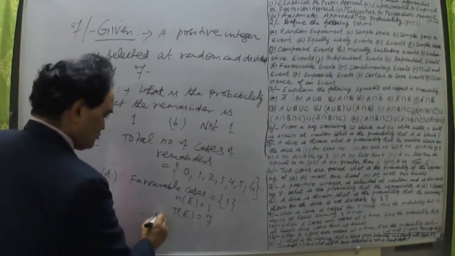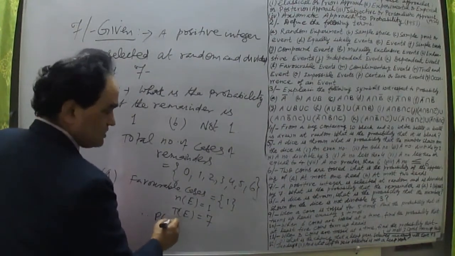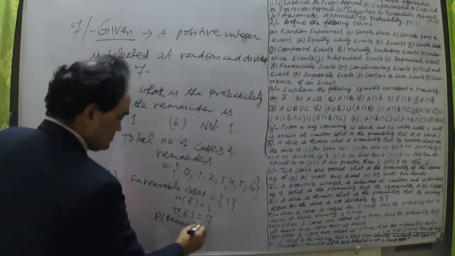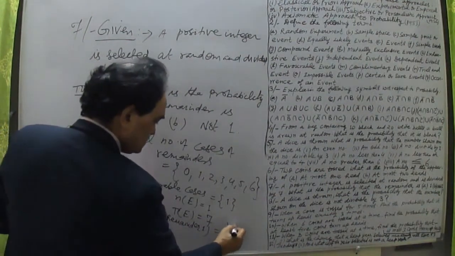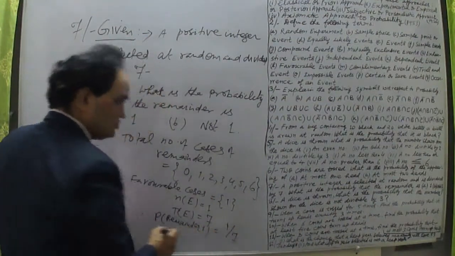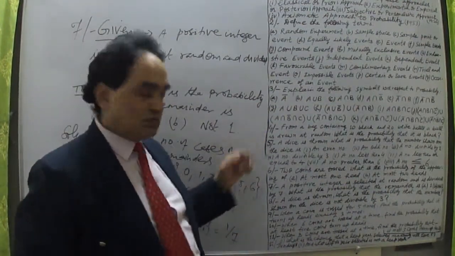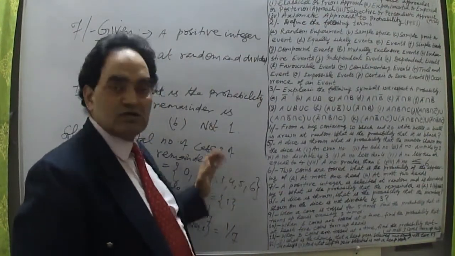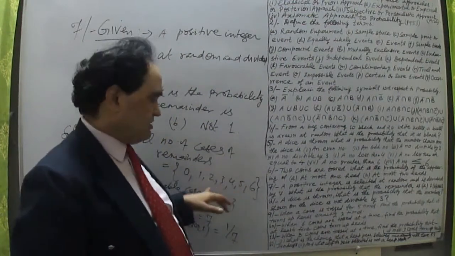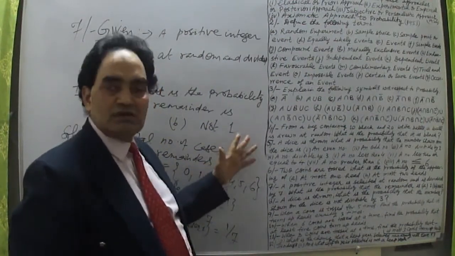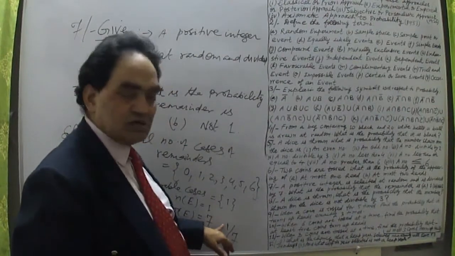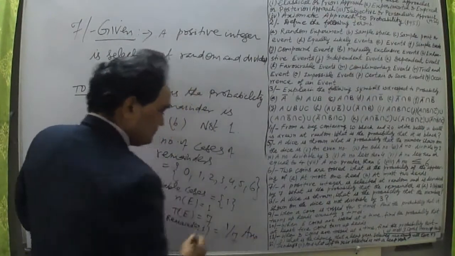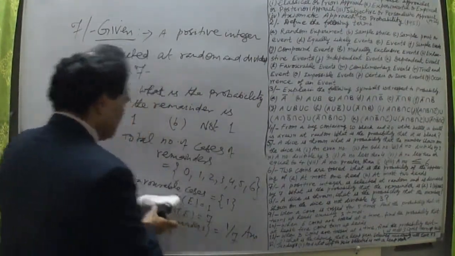Therefore, probability of remainder 1 is equal to 1 upon 7. Why 1? Because the number of favorable cases is only 1. There is only one case, one remainder. The total number of cases, the total remainders left, are 0 to 6, that means 7. Total cases are 7, one favorable case. 1/7 is the answer. So this is the answer of part A.